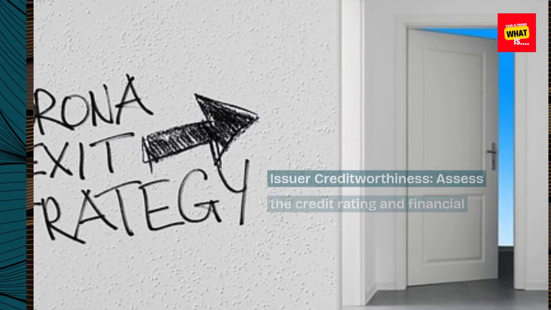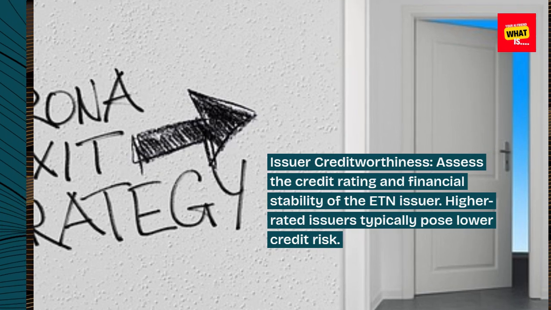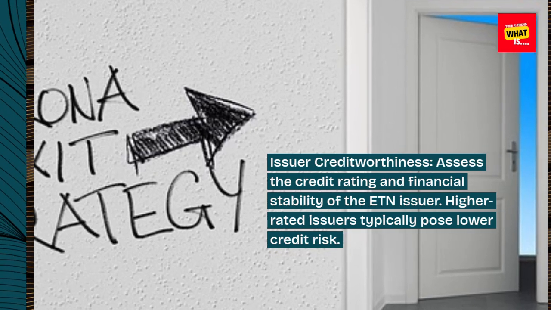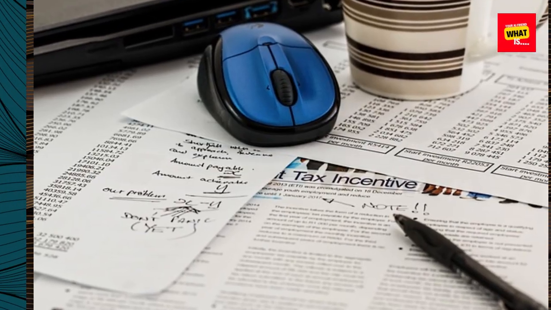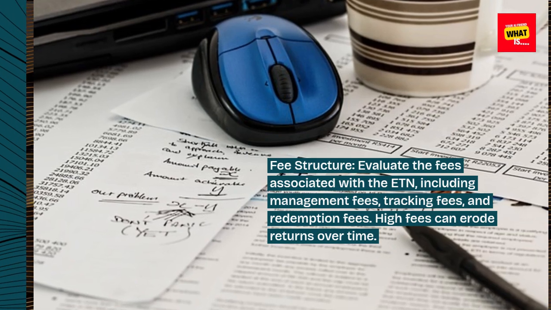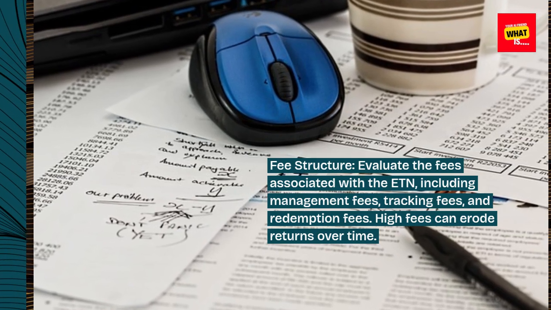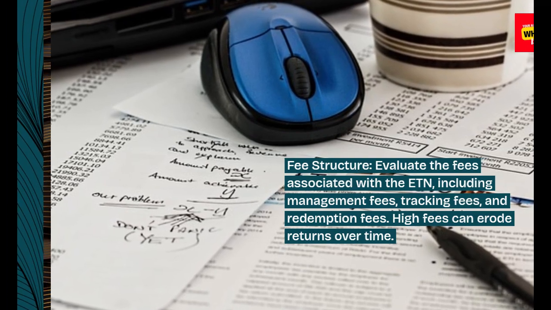Issuer creditworthiness. Assess the credit rating and financial stability of the ETN issuer. Higher-rated issuers typically pose lower credit risk. Fee structure. Evaluate the fees associated with the ETN, including management fees, tracking fees, and redemption fees. High fees can erode returns over time.